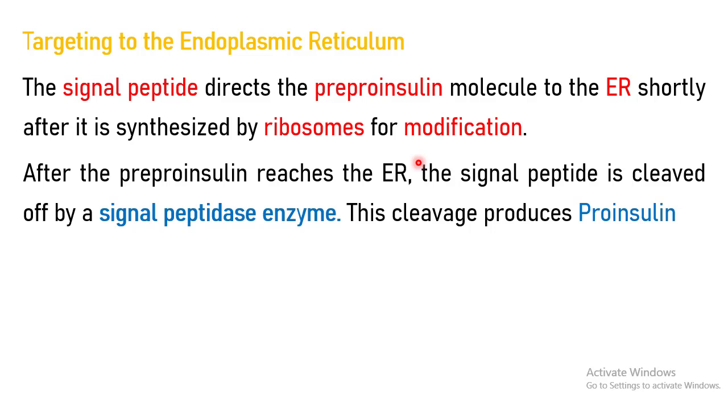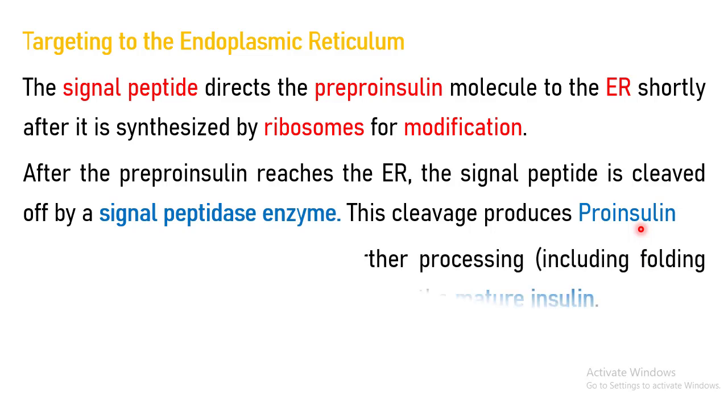Now, once the preproinsulin has reached the endoplasmic reticulum, we are going to cleave the signal peptide because it has performed its function, and this cleavage is carried out by an enzyme known as the signal peptidase enzyme. So when the signal peptidase enzyme cleaves the signal peptide, the preproinsulin gets converted into the proinsulin. So we have modified the preproinsulin by the removal of the signal peptide, thereby converting that into the proinsulin.